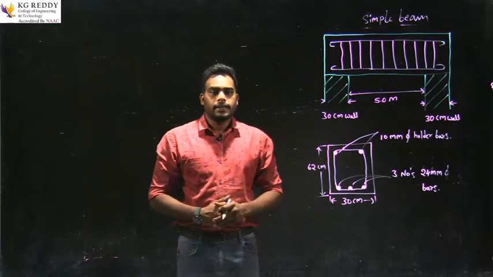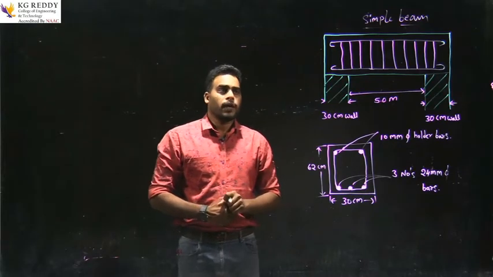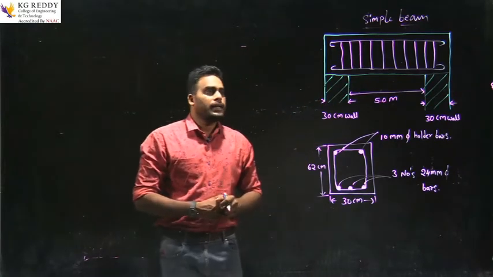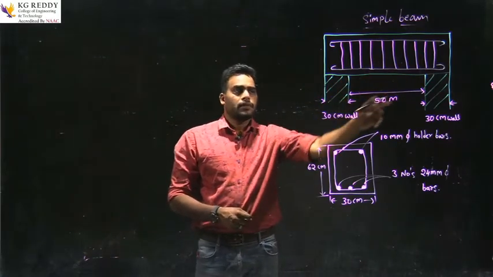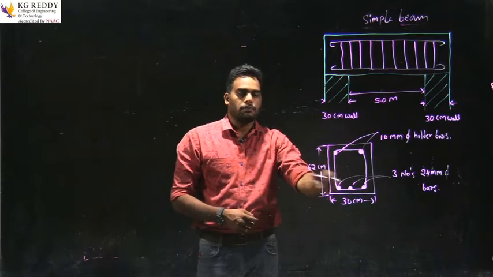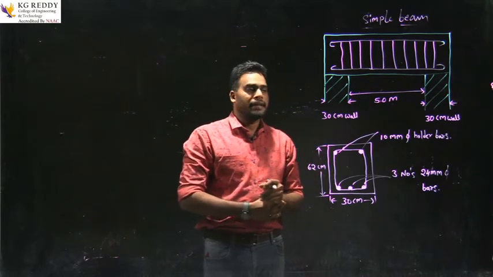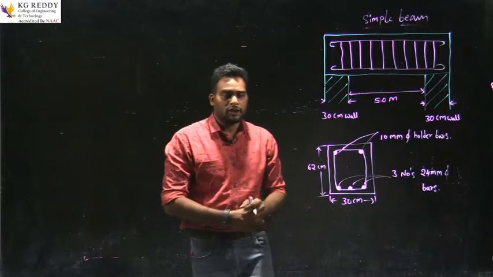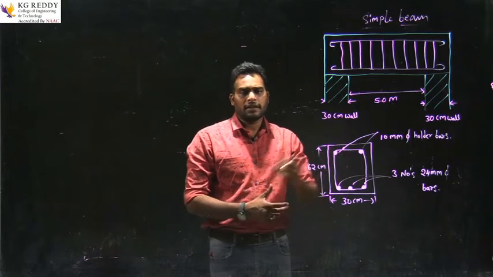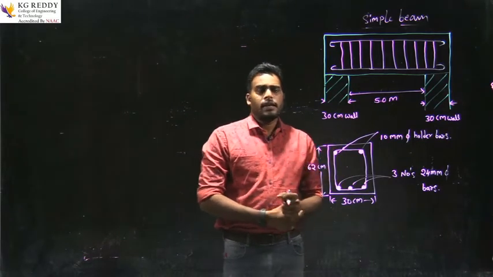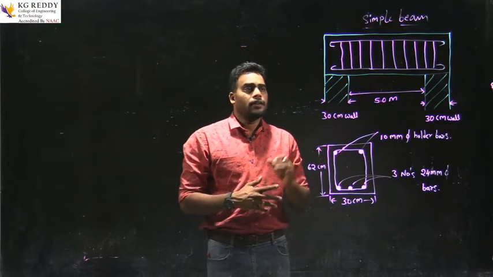We are going to calculate these two diagrams are explaining about the simple beam. This is the elevation of the simple beam, and this is the cross section of the beam. Here he mentioned the dimensions of the beam, the diameters of the bars, the width of the beam and the height of the beam. In these diagrams, he mentioned the details of the measurements. Now we need to calculate how much quantity of steel we require for this beam.